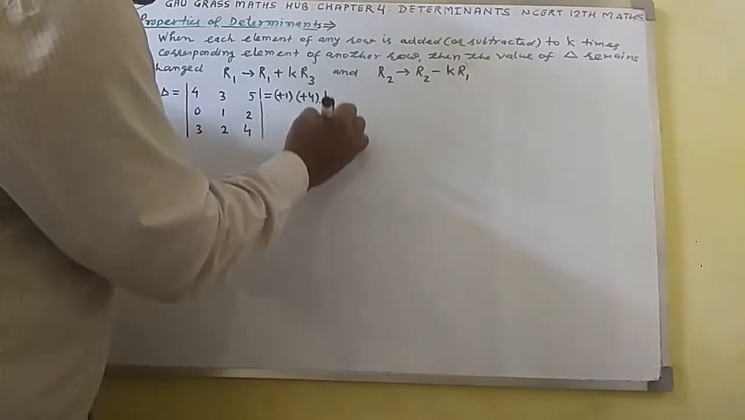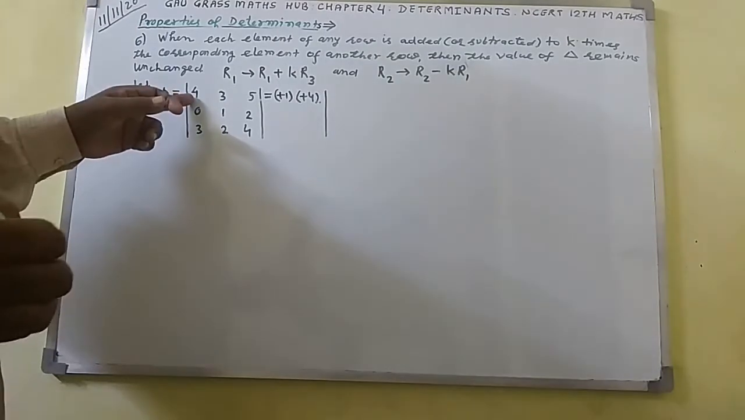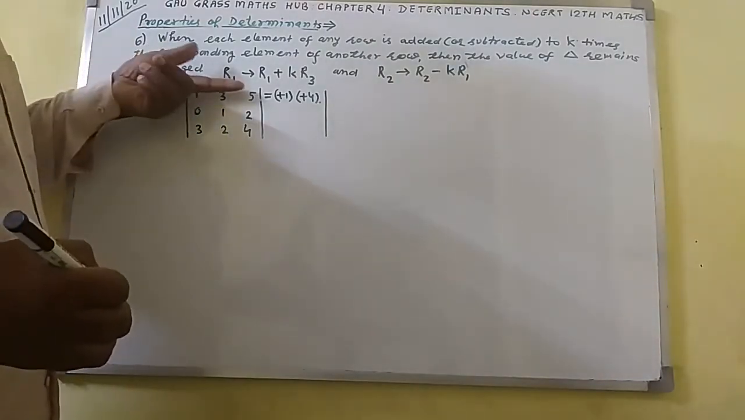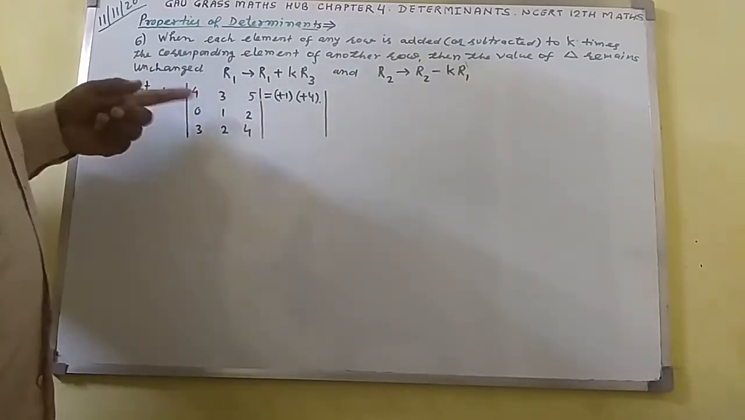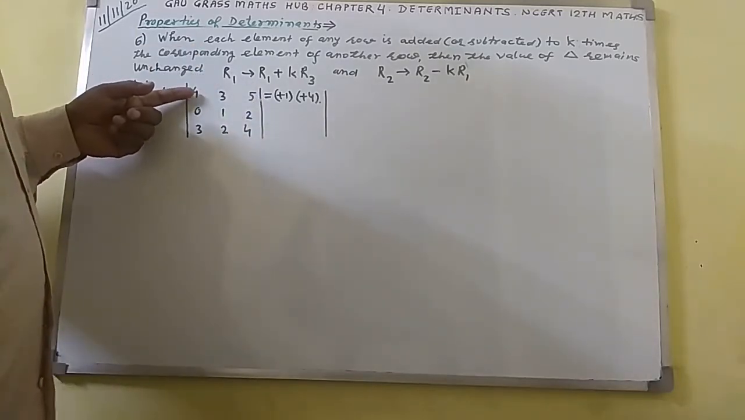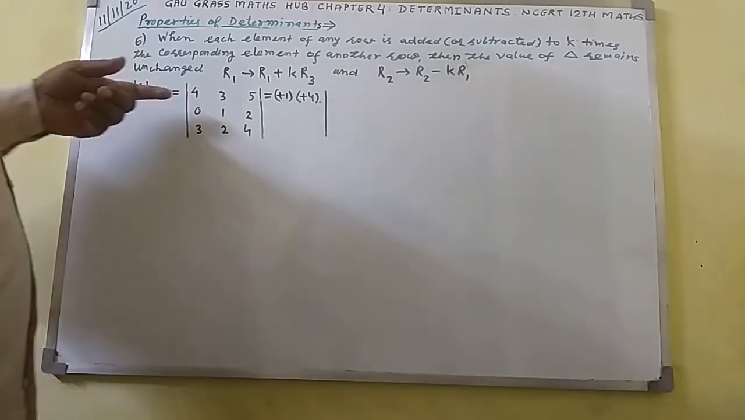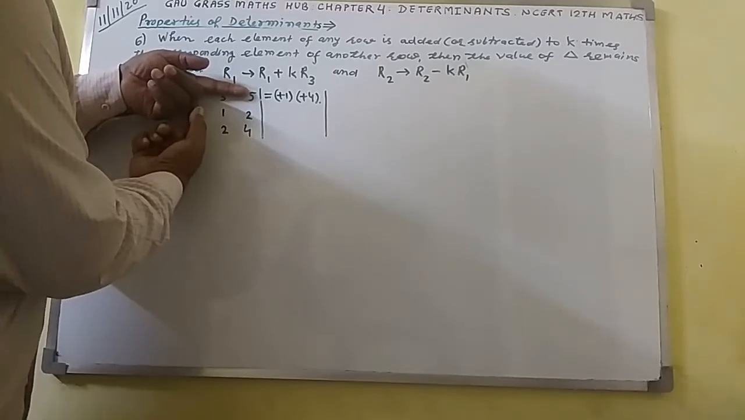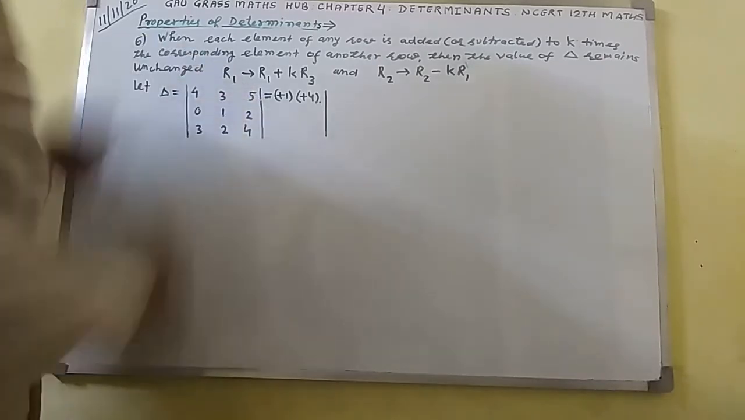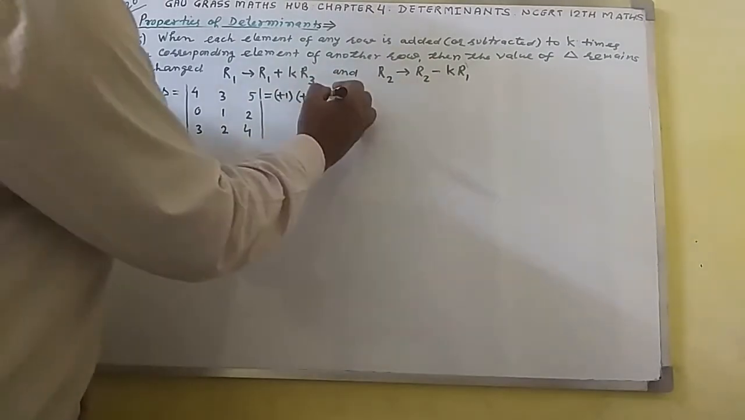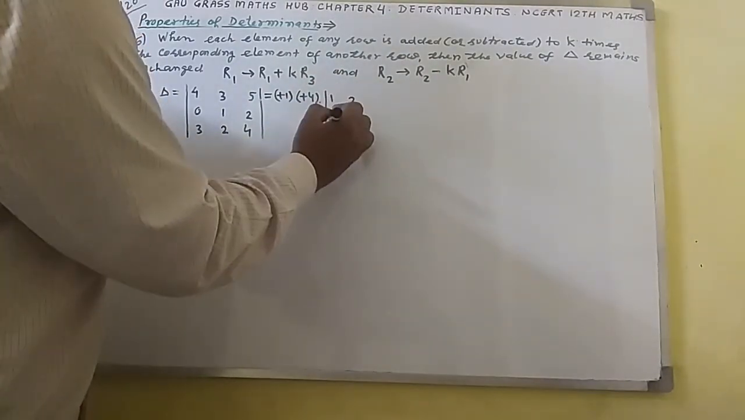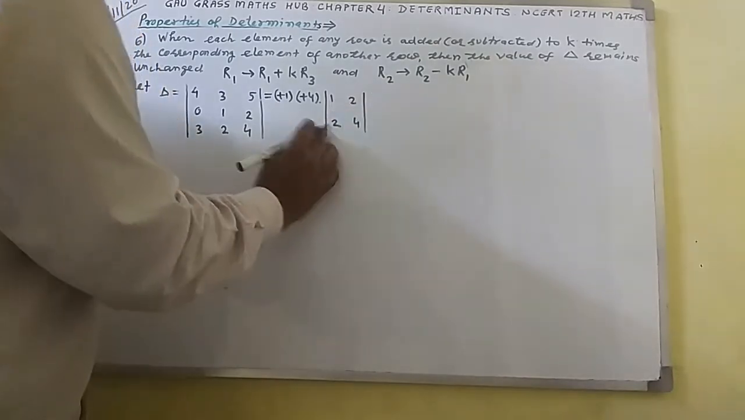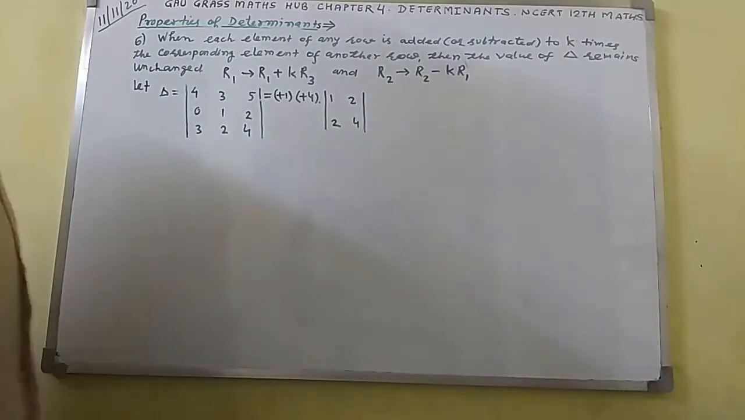Now the minor of plus 4: 4 is in the first row and first column, so the first row and first column will be hidden like this. So you will get the minor of 4 easily. The minor of 4 will be 1, 2, 2, 4.